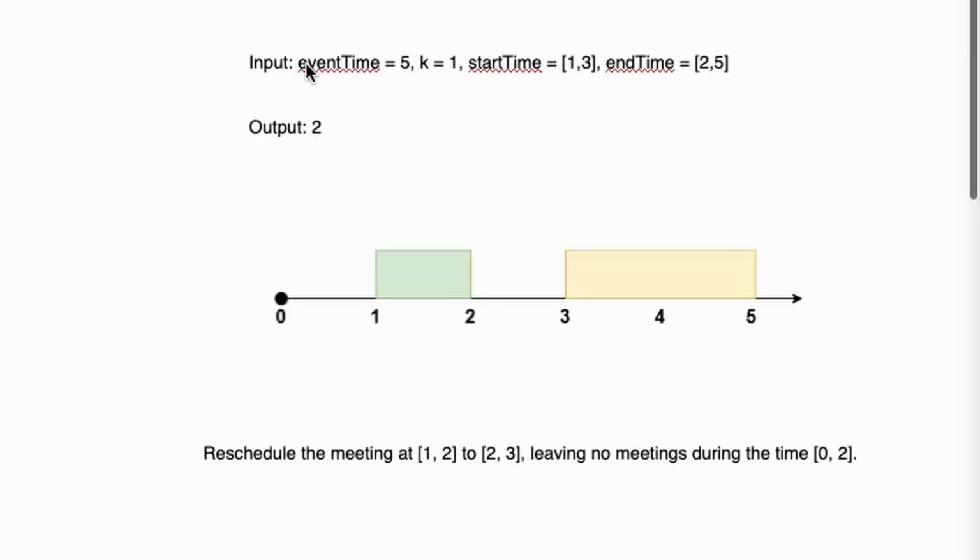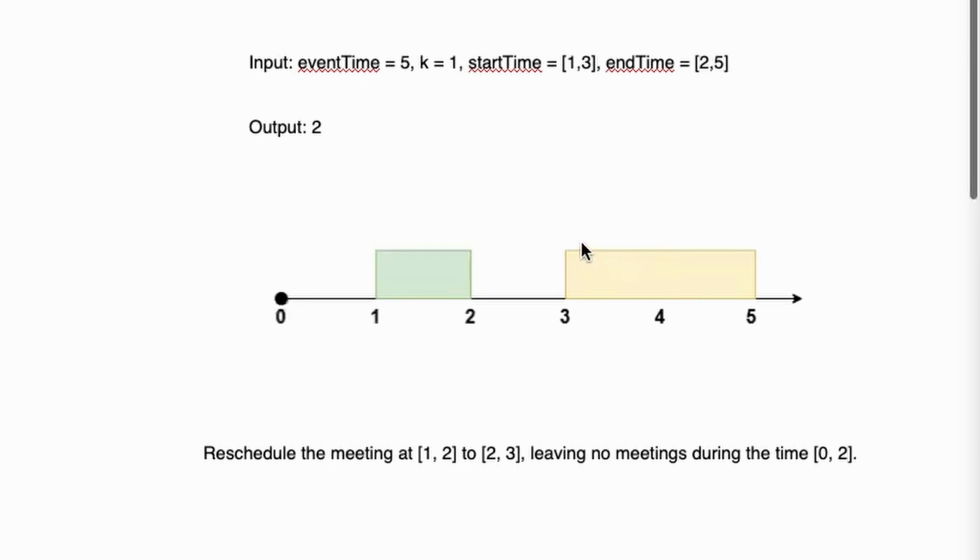So looking at this input, we have event time equals 5, k equals 1, and we have our start times of 1 and 3 and end times of 2 and 5. And you'll see how that translates here to the event. So we have start time 1 to 2, so this is our first event, and then start time 3 to 5, which is our second event. And the answer here would be 2.